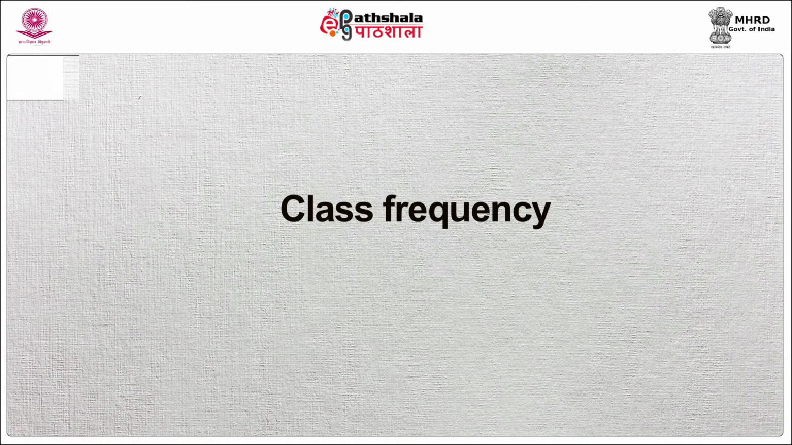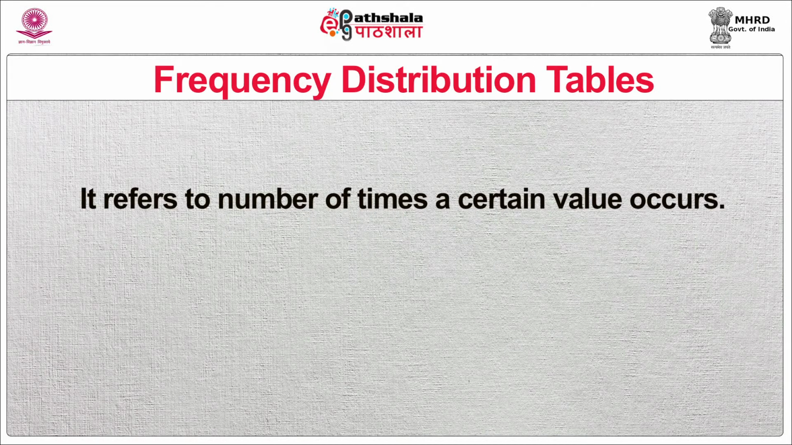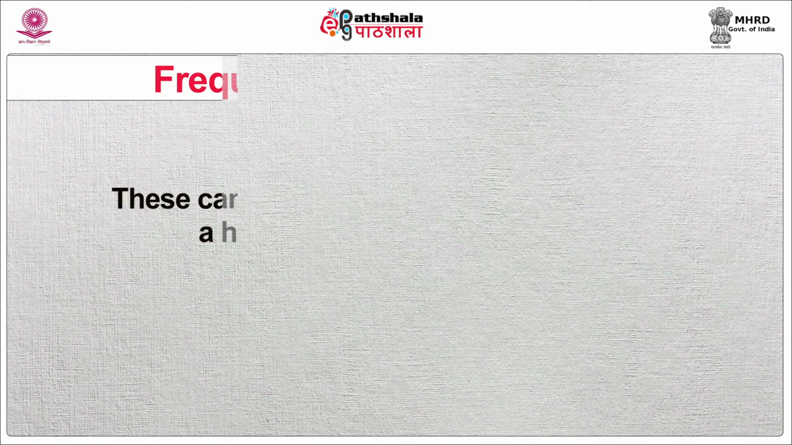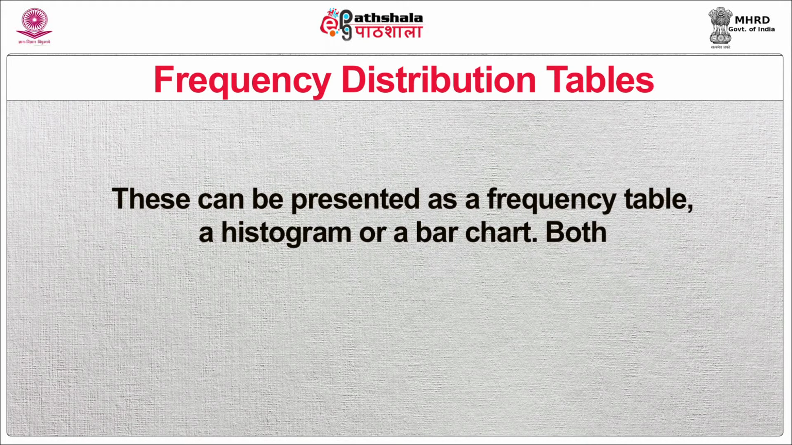Class frequency. It refers to the number of times a certain value occurs. The frequency distribution table refers to an arrangement of the data to make it more meaningful. The data which has been arranged and distributed in such a way is called a frequency distribution, and when this is presented in tabular form, it is called a frequency distribution table. These can be presented as a frequency table, a histogram, or a bar chart. Both the histogram and the bar chart exhibit a visual display where the y-axis represents the frequency and the x-axis shows the variable to be measured.